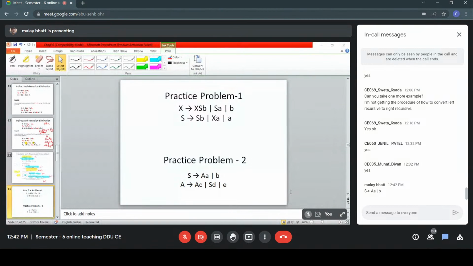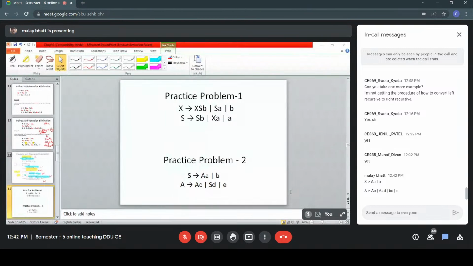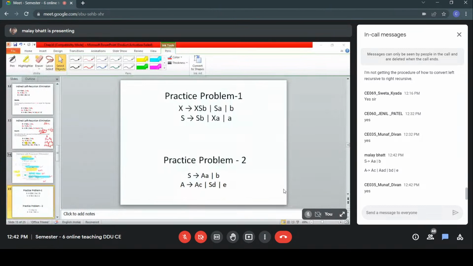Now for the second rule, AC. Now here replacement is possible for S. So we'll write that AA, B, or DD, and E. Is this clear? Yes, is this clear? Okay, now for the second rule, we can apply the immediate left recursion and we can remove it.